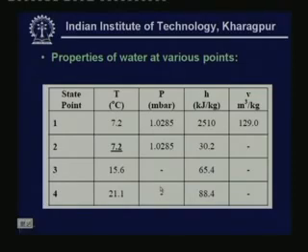The property data is given like this: state point 1, temperature is 7.2 degrees centigrade, pressure is 1.0285 millibar, enthalpy is 2510 kilojoule per kg, specific volume is 129 meter cube per kg. Similarly, at point 2 you have temperature 7.2 degrees centigrade, enthalpy is 30.2 kilojoule per kg. Point 3, temperature is 15.6 degrees centigrade and enthalpy is 65.4 kilojoule per kg. Point 4, temperature is 21.1 degrees centigrade and the enthalpy is 88.4 kilojoule per kg. So, this information is sufficient for you to work out this problem. I will give you the answer to this problem in the next class. Okay, thank you.